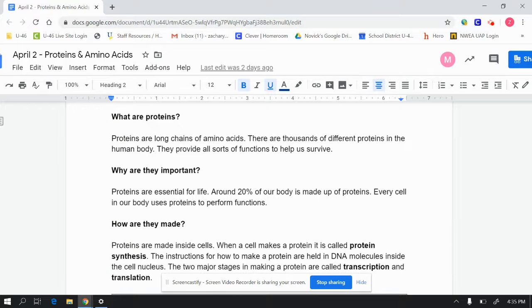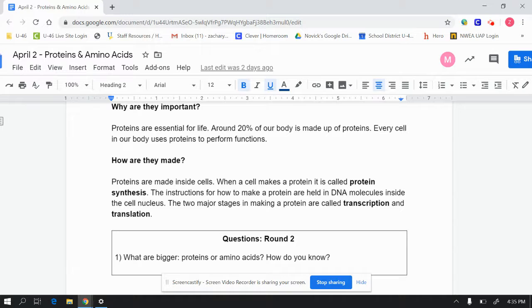How are they made? Proteins are made inside cells. When a cell makes a protein, it is called protein synthesis. The instructions for how to make a protein are held in DNA molecules inside the cell nucleus. The two major stages in making a protein are called transcription and translation.